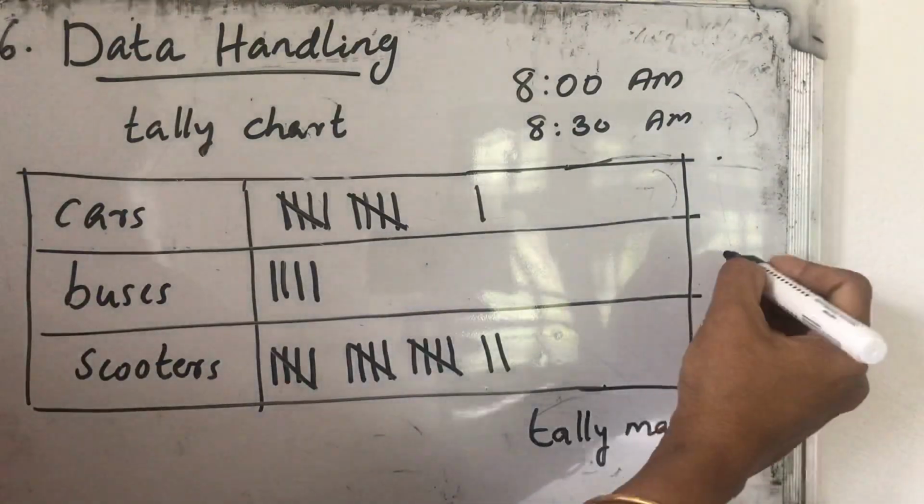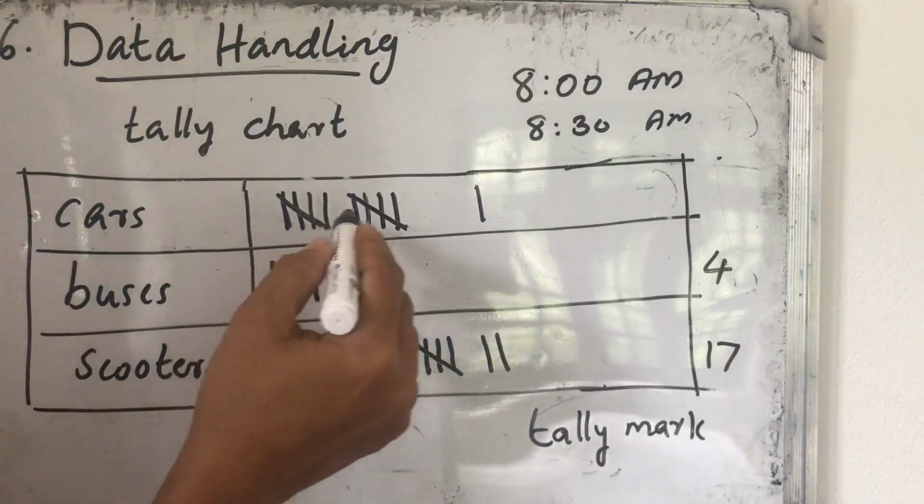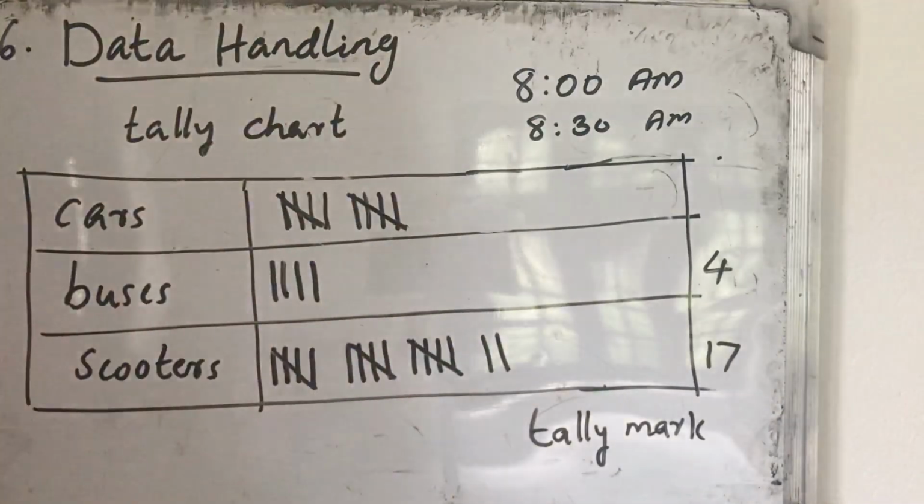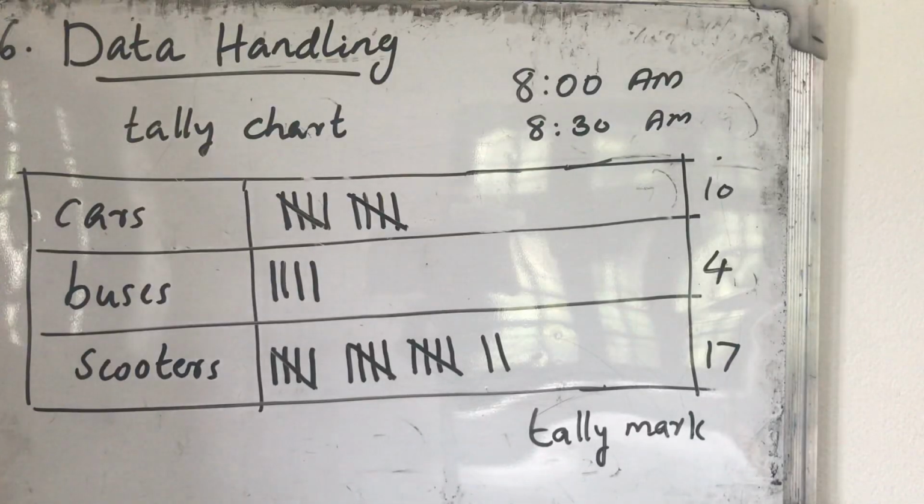How many are there? 4 only. Okay. Now how many cars? 5, 10, 11. 5, 10. Just mark there. 5 and 10. So 10 cars pass through that way.